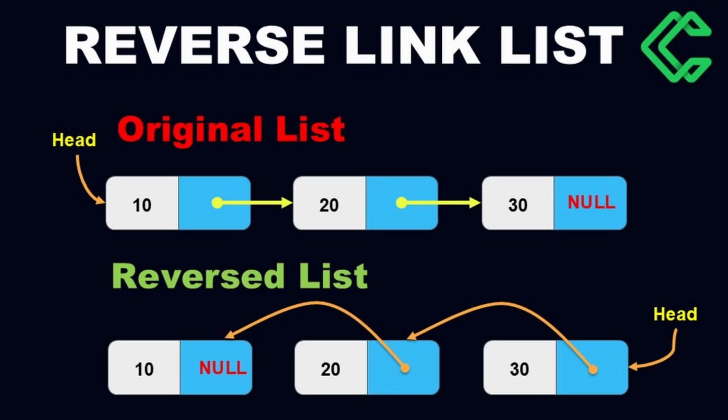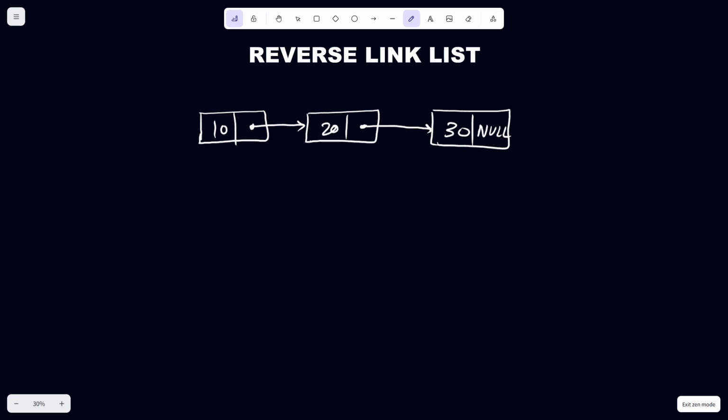One wrong pointer and the entire list is gone. Let's reverse a linked list step by step. Here the key is pointer control.